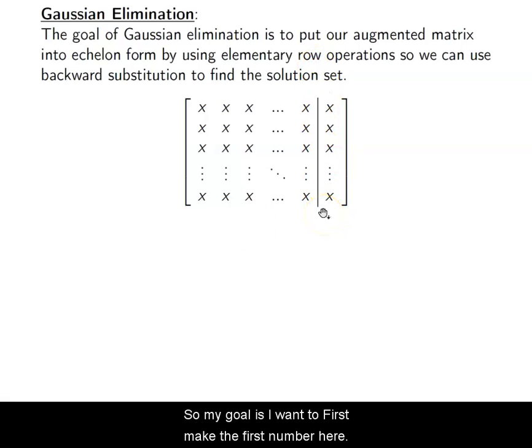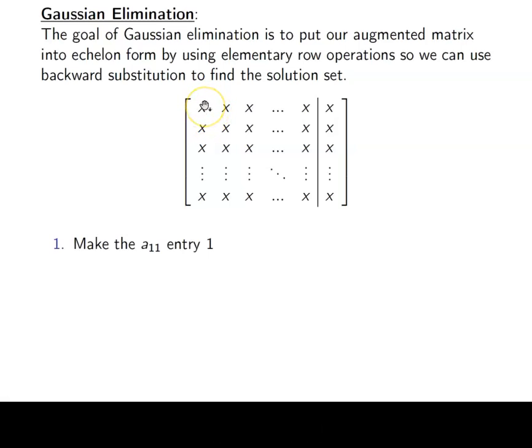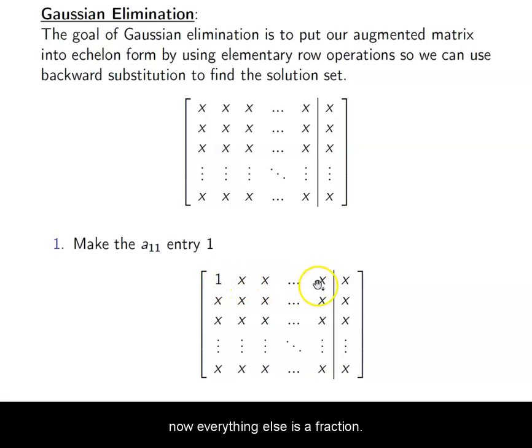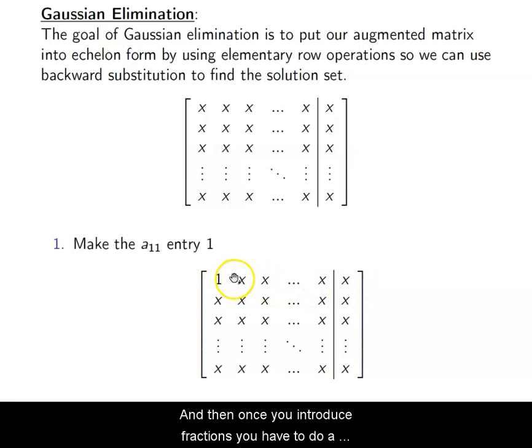Okay, so my goal is I want to first make the first number here 1. Okay, the first entry should be 1. Now, in order to do that, there's lots of ways to do it. Most people will probably think that, oh, I just take whatever number is already here. Let's say it was 12, and I'll just divide everything by 12 because I can divide a whole equation. Now, the problem with that is, yeah, that might be nice because now you have a 1 here, but now everything else is a fraction. Okay, and then once you introduce fractions, you have to do a fraction.